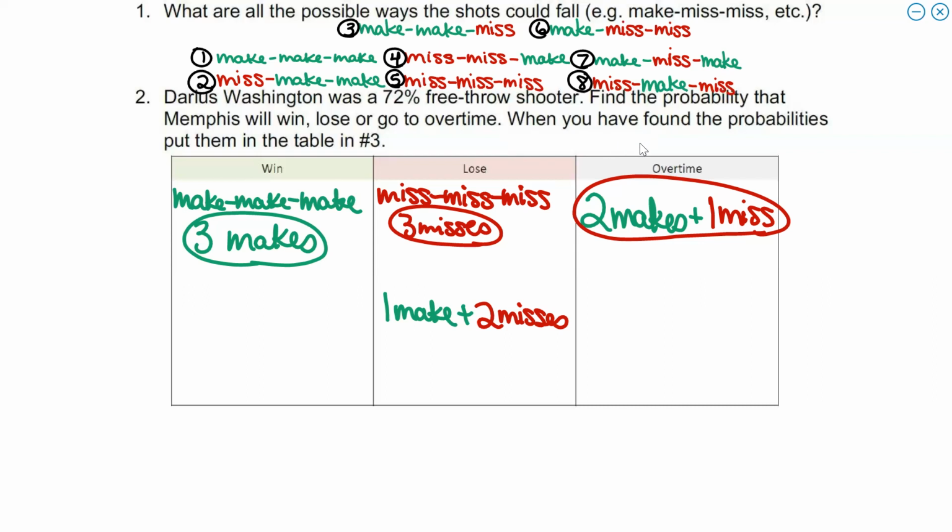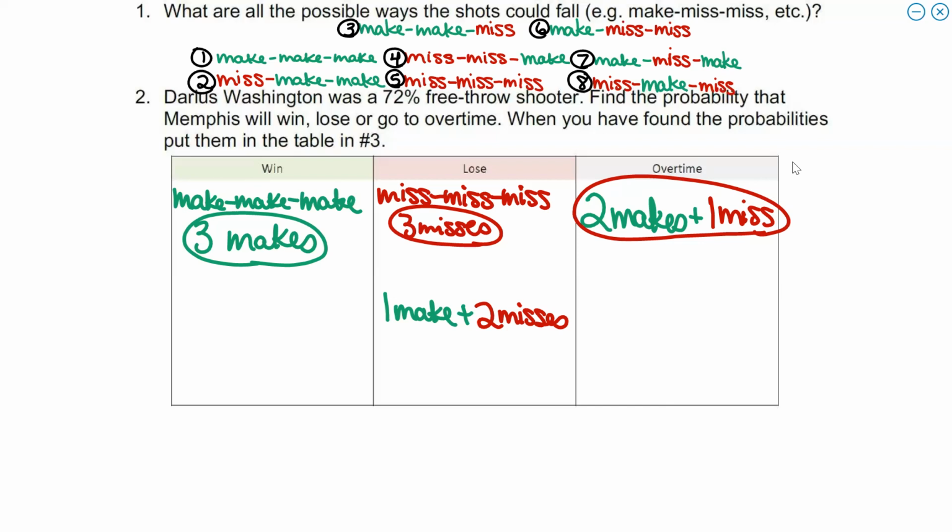Remember, that was 3 misses, and that's 2 misses and 1 make. So what do I get when I add those together? .191. And the probability that we go into overtime is what? .435.